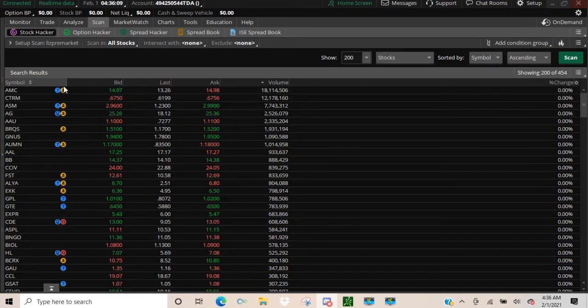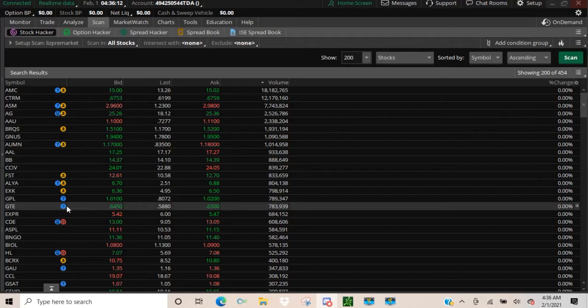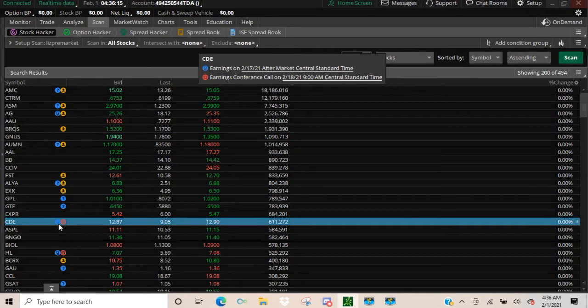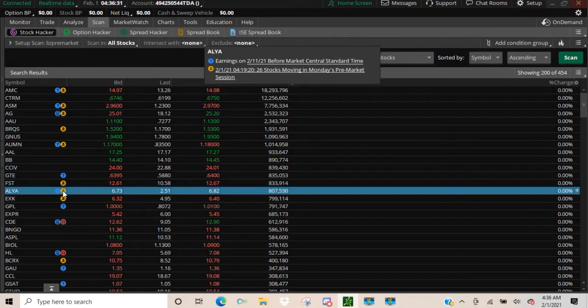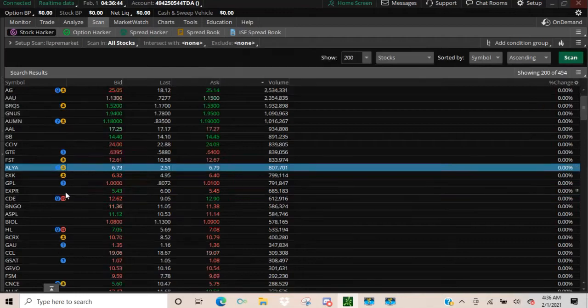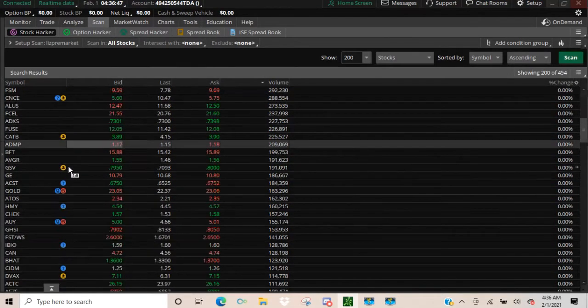As you can see, there are little icons over here, and each one signifies something. The blue one means earnings. It'll give you the earnings date. And the red one with the phone is the earnings conference call. We always pay attention to those. Always pay attention to the yellows. The yellows are telling you important stuff. Some can be as basic as just 26 stocks moving in today's pre-market, or it could say other information like FDA news or something like that.